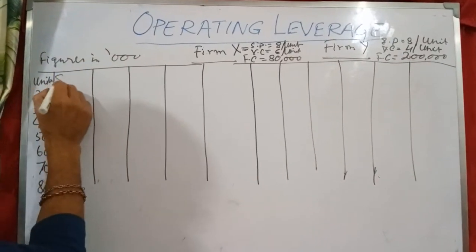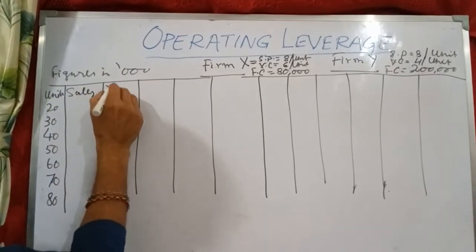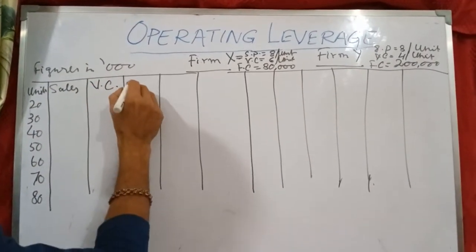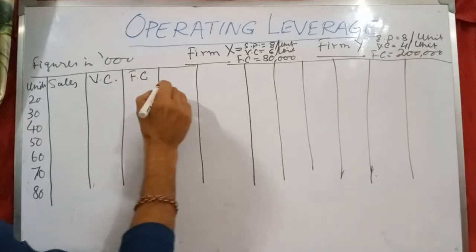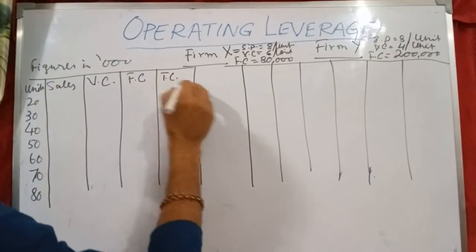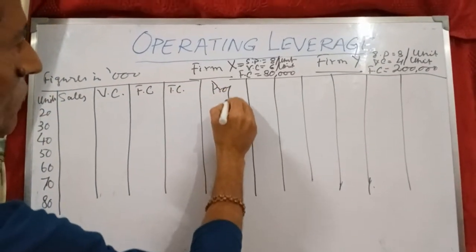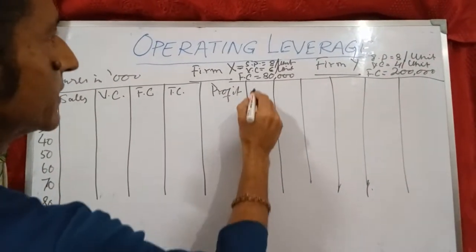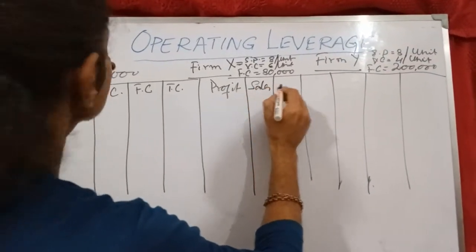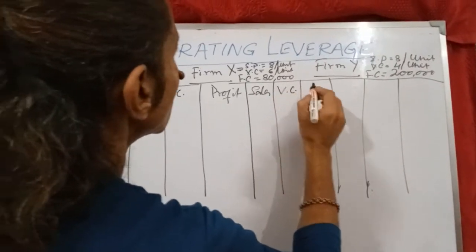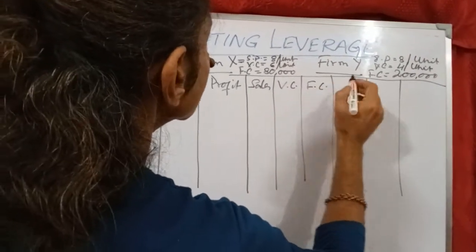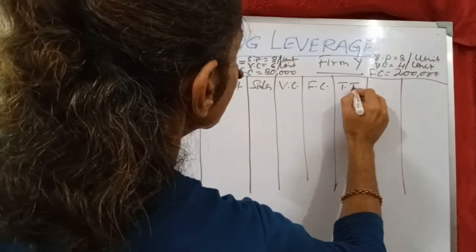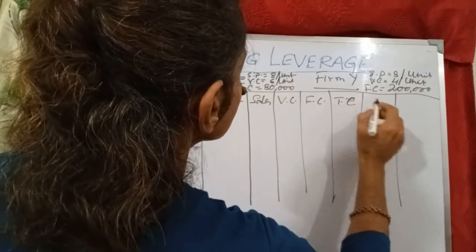Here we measure sales, variable cost, fixed cost, total cost, profit. Same thing here: sales, variable cost, fixed cost, total cost, profit.